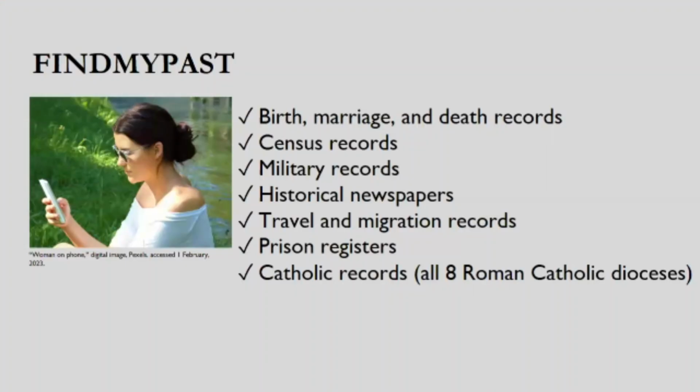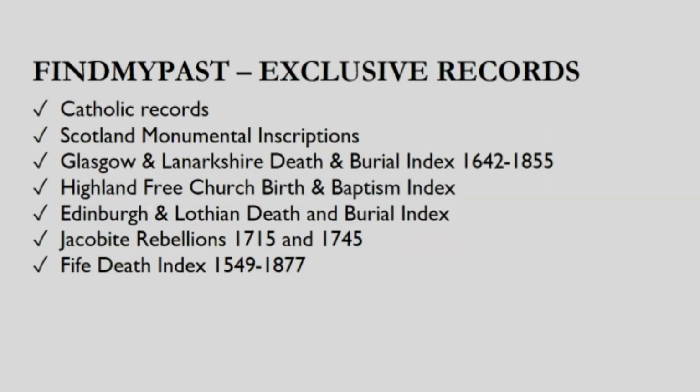So you can find on Find My Past, for example, birth, marriage, and death records, census and military records, the historical newspapers, migration records, the prison registers. At one point, they couldn't ship everybody to America, so they had to put them in prison. Catholic records for all the dioceses in Scotland. And Find My Past also says, according to them, that these are the exclusive records. Nobody else has these records but them. The Catholic records from the 8 dioceses, Scotland monumental inscriptions, which I'll show you an example of in a minute.